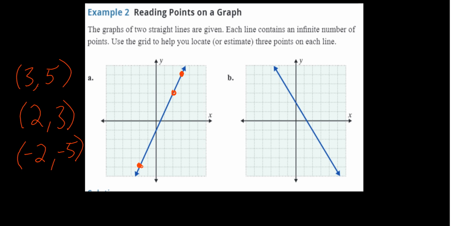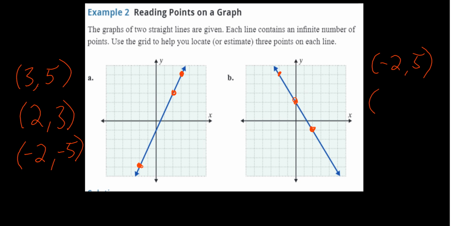All right, so next up, let's do B. All right, so B looks like here's a good point. Let's just go ahead and call this one a point, and let's do this one as well. And then going from the top to bottom, up here, looks like I'm going left 2 units and 1, 2, 3, 4, 5. So negative 2, positive 5.